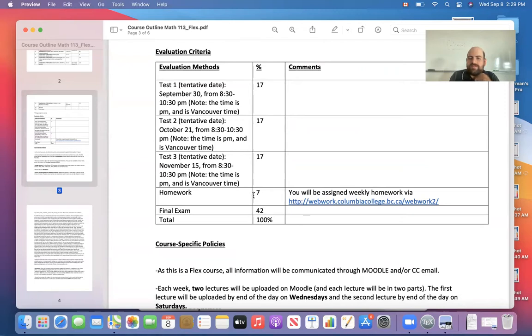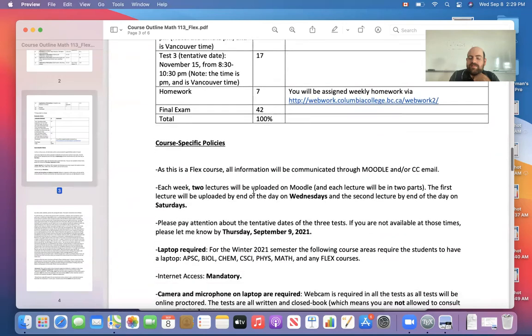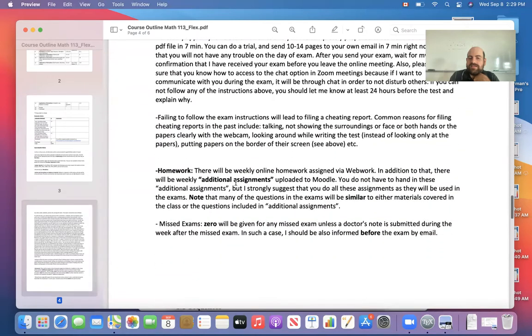So 7% will be web work. And there will be another type of homework, which is called additional assignments, which I upload on Moodle. Because in web work, it's mostly computational questions. So if there are some conceptual questions or some proof type questions, I cannot upload them on web work. So I have to upload them as a PDF file on Moodle. So yeah, please go over them as well.